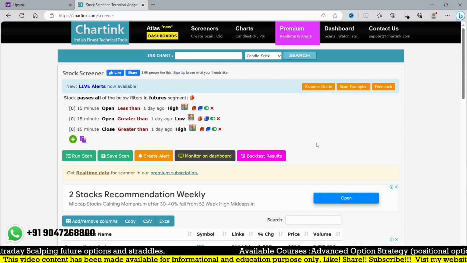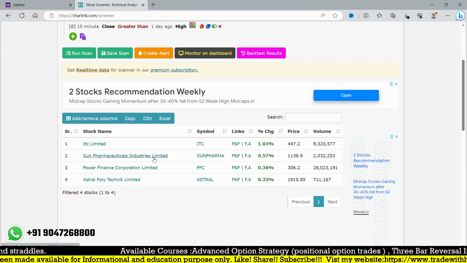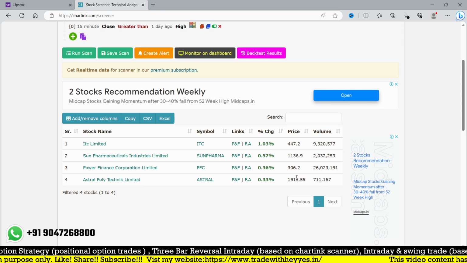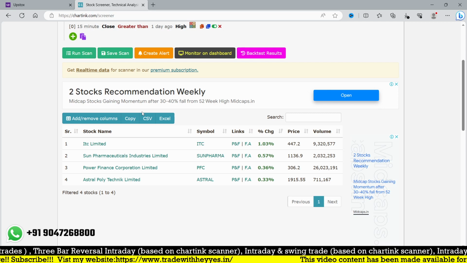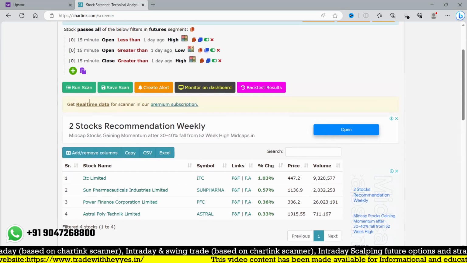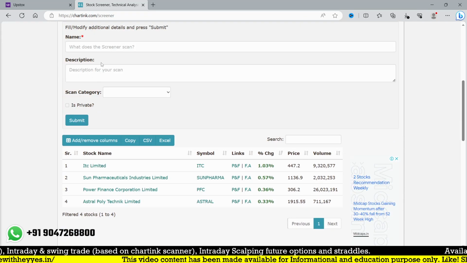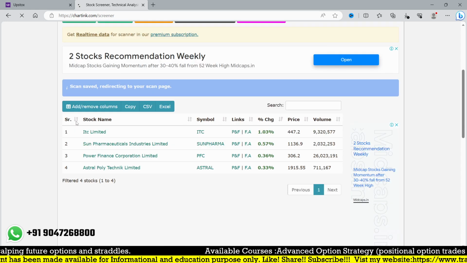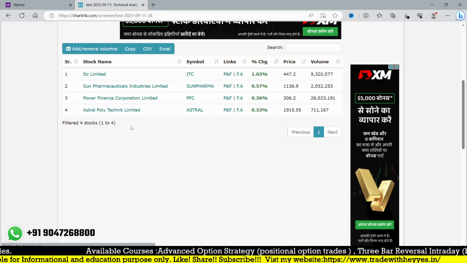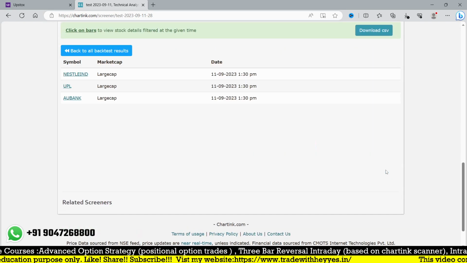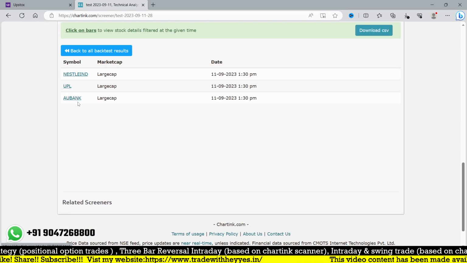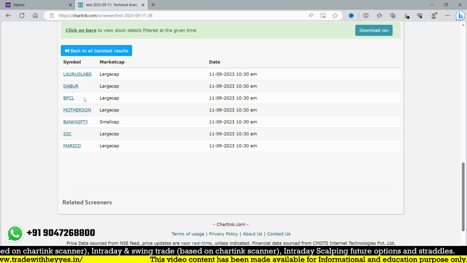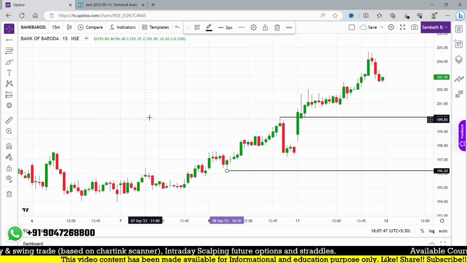If you run the scan, we will go for futures and options only. So ITC, Sun Pharma, Power Finance, Astral, Power Finance around 306, and if you are using the 15 minute candle, you will be getting a lot of scan results. It is going to be shared on our Telegram group. These are all the 15 minute scanner results you will be getting every time. Nestle, UPL, Axis Bank around 130, a lot of stocks, L&T, Dover, BPCL around 1030.